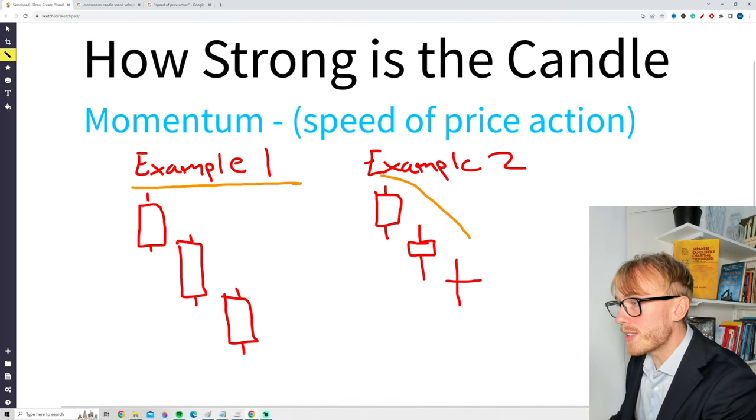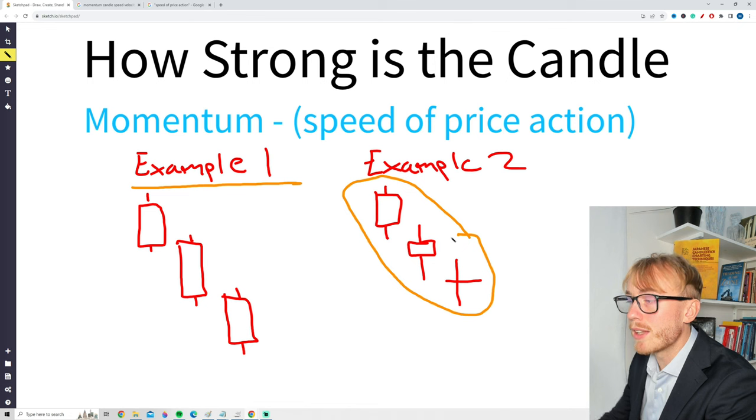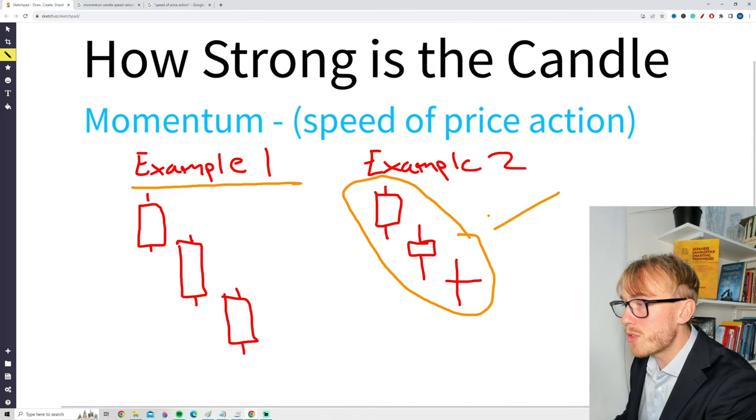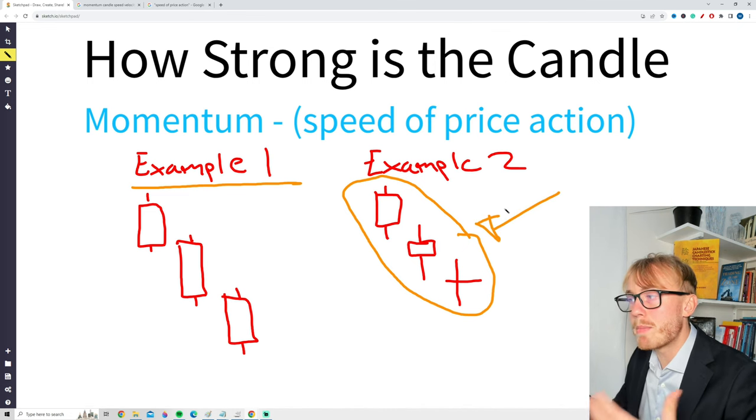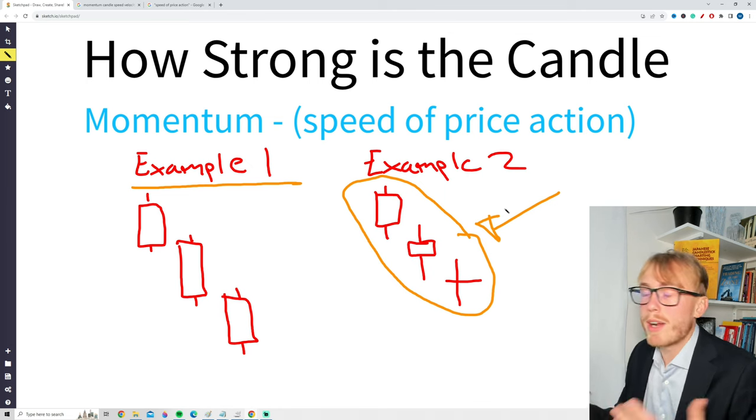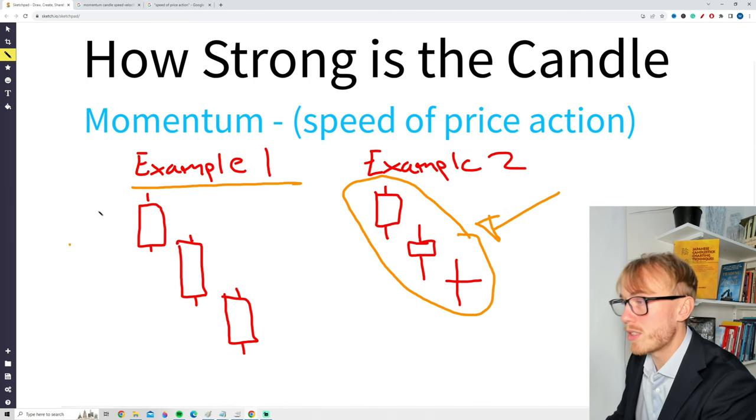So if you have price action that looks something like this after a downtrend, this is actually a signal for traders that the trend might be coming to an end, or at least that the trend might be slowing down.